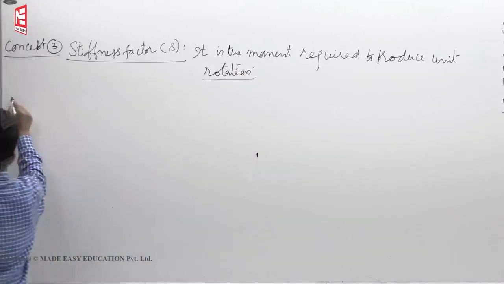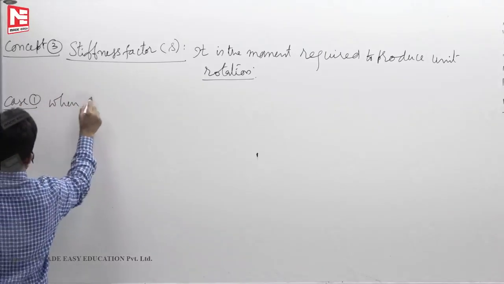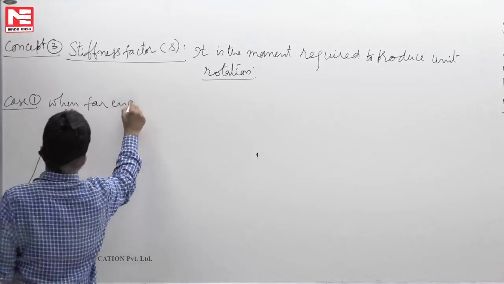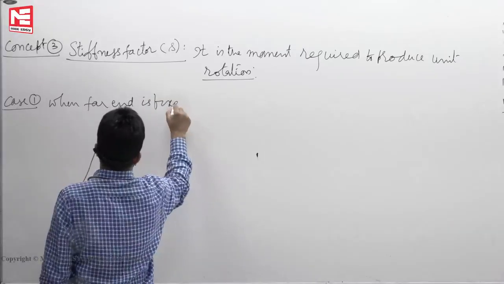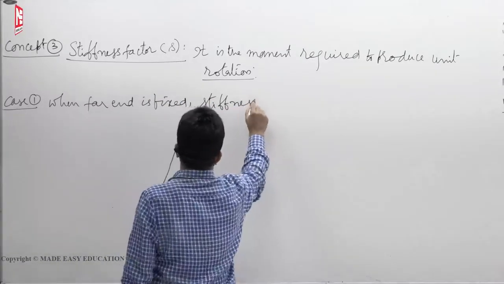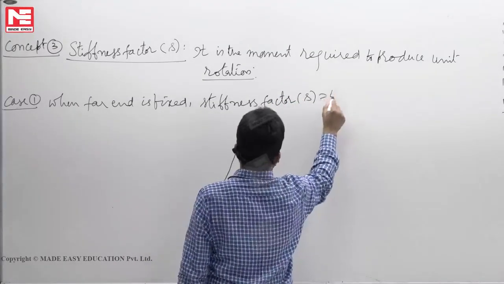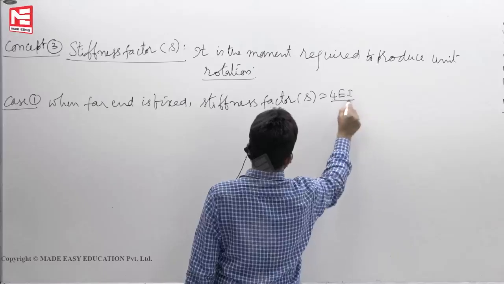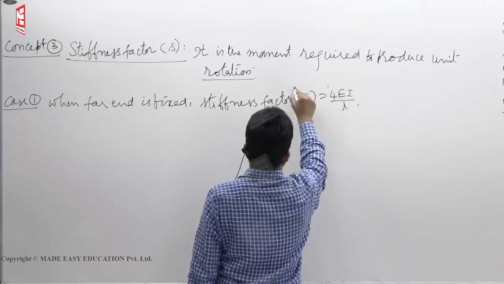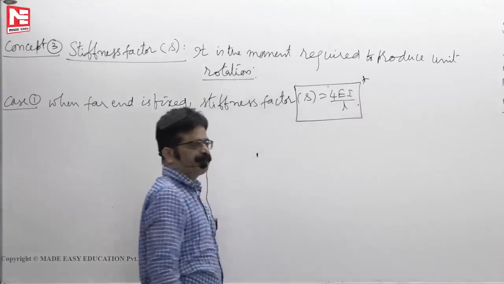Case 1. When the far end is fixed, stiffness factor S is equal to 4EI by L. This is what we have learned.